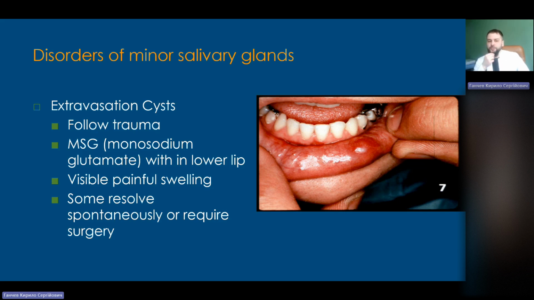Also it could be the result of monosodium glutamate. I have to say, limit yourself when you're eating extra salty and extra tasty food. That means food with a very, very strong taste.